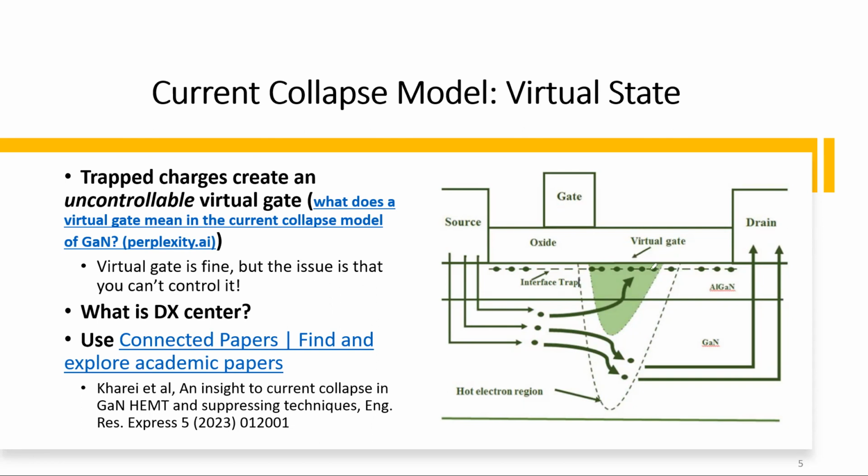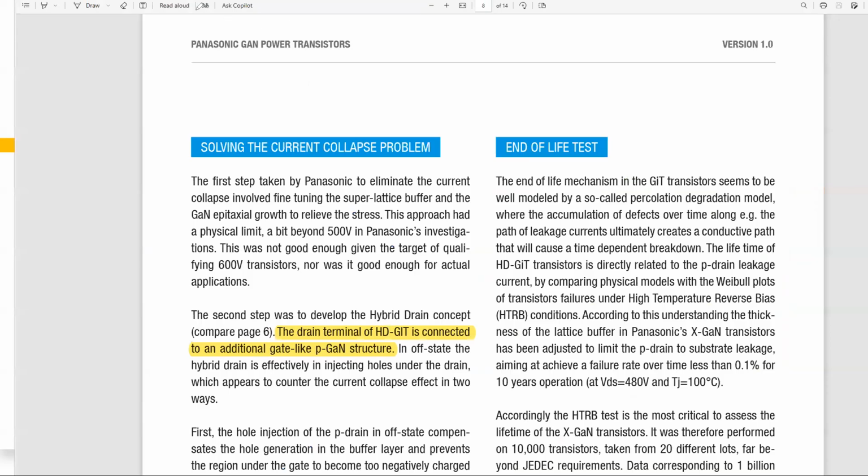But there's a hidden gate beneath the gate, and it's uncontrollable. It's just there, and you don't know how much current it can control. So this is what it means. So I used Perplexity AI to explain. I asked, what do you mean by virtual gate? I don't understand. Can you help? Of course. This is what I did.